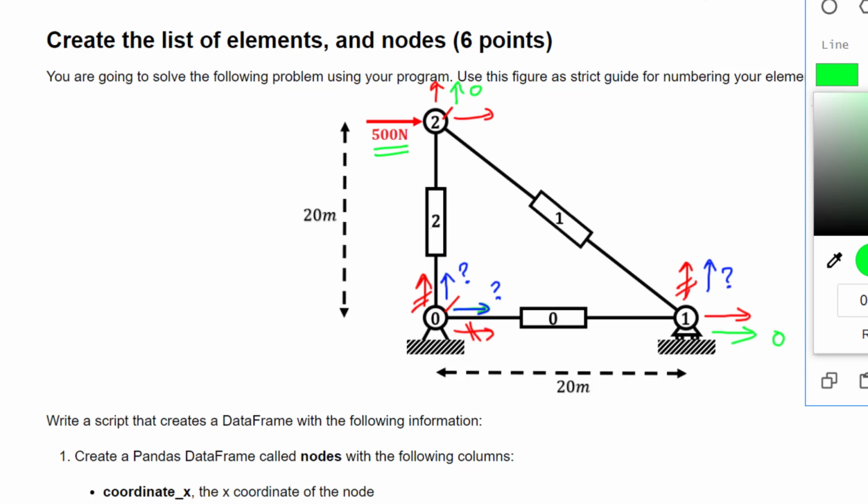The end goal is to find the unknown reaction forces, these 3, and the unknown displacements, which is this one, and this one. So 3 reaction forces and 3 unknown displacements.